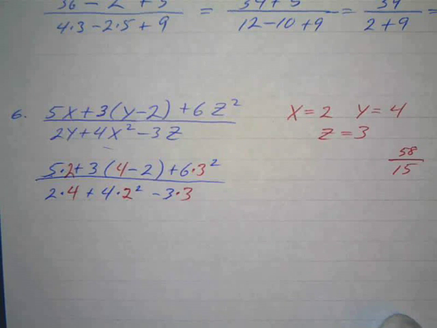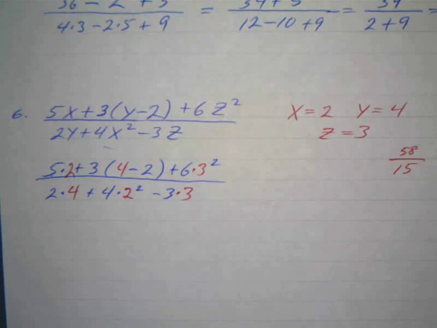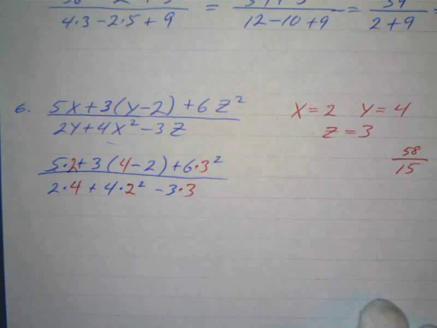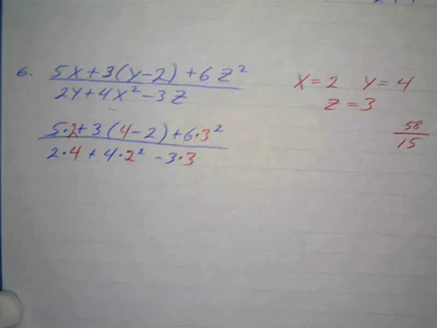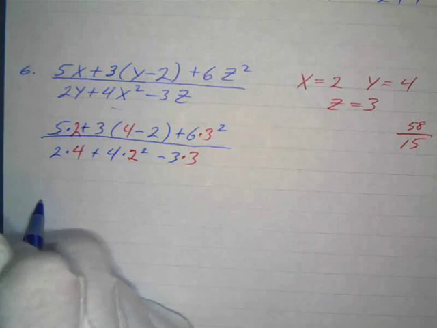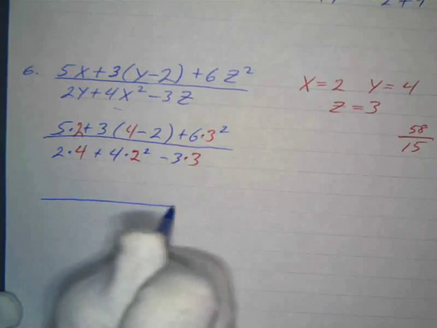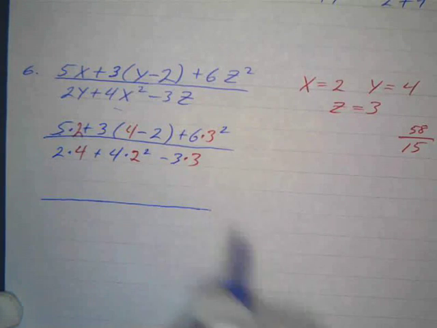So if you have trouble with that and you want to pause it and go and finish it, that's fine. You can do that at any stage of the game. Whatever helps you. Okay. So we're going to work again on the top and the bottom, and try to get one number on the top and one number on the bottom, because this fraction bar is like a big grouping sign.